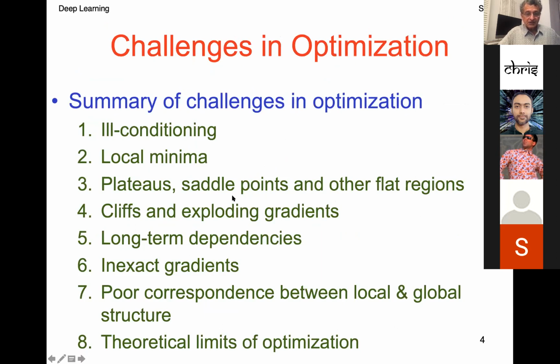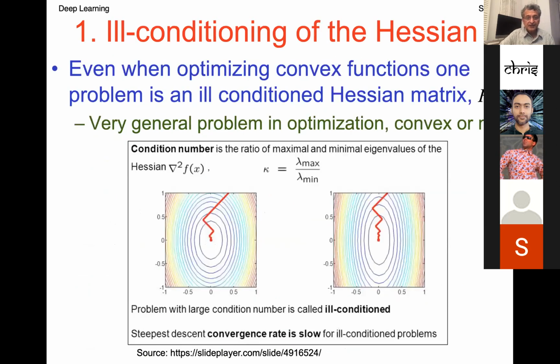So there is a whole range of challenges in finding this minimum: ill conditioning, which is a matrix issue, local minima, plateaus, saddle points and flat regions, cliffs and exploding gradients, long-term dependencies, poor correspondence between local and global structure, and theoretical limits of optimization. So this is a whole area of mathematically related topics. And this talks about ill conditioning of the Hessian. Sounds like a very technical topic. The Hessian is nothing but the second derivative of the loss function.